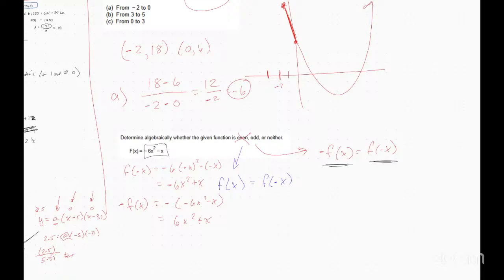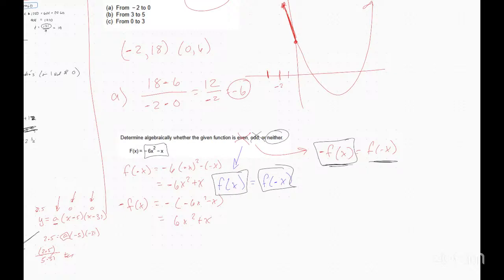They already give you this. You have to calculate this, and you have to calculate this, and see if any two of them are equal. And if none of the two of them are equal, then it's neither. So for this one, it's negative 6x squared plus x, and the other one is 6x squared plus x. The signs are different, so this would be neither, right? Right. It's neither. Okay, so it's not that bad. Just substituting negative x first and then negative the whole equation.